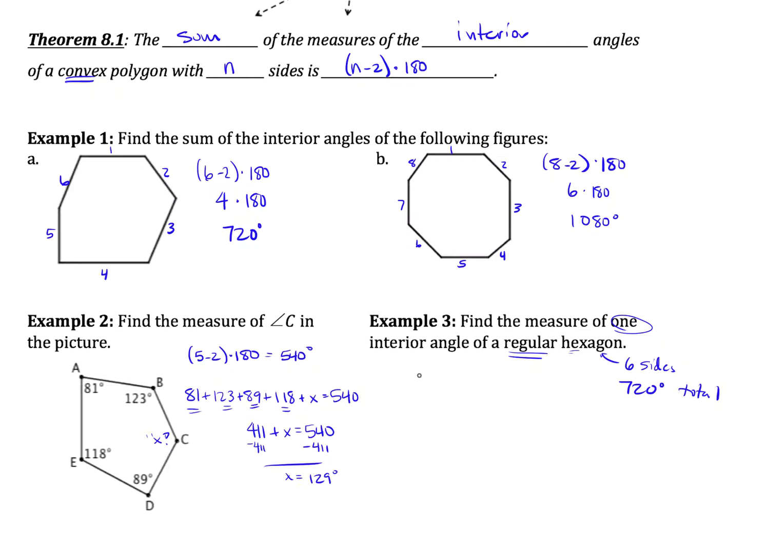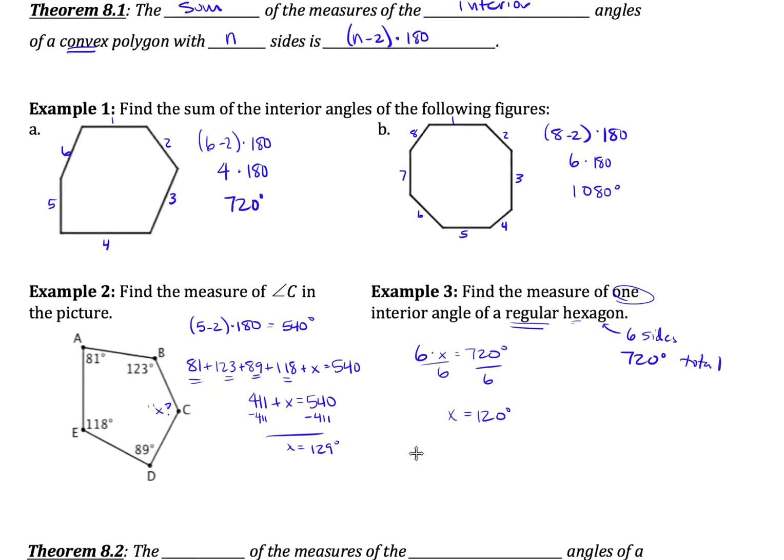We could set it up as 6 times x needs to equal 720 degrees. 6 angles that are all the same need to add up to 720 degrees. And we can see then from that we would just divide both sides by 6, and that would mean that x is 120 degrees. So for a regular hexagon, each angle is 120 degrees. And they're all the same because it's regular. So that's a little bit about interior angle totals for polygons.